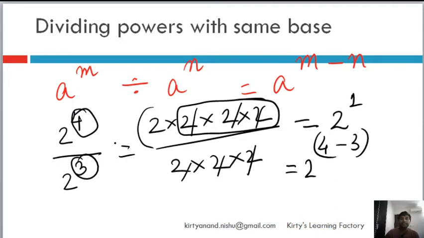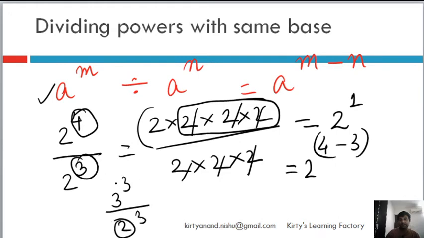Because we are cancelling out the powers of the divisor from the dividend, it basically means we are subtracting the powers. And hence, whenever you get two exponential numbers with the same base, a raised to the power m divided by a raised to the power n, just make sure that the bases are the same. Do not get confused by 3 raised to the power 3 divided by 2 raised to the power 3, because here the bases are different and therefore I cannot subtract.